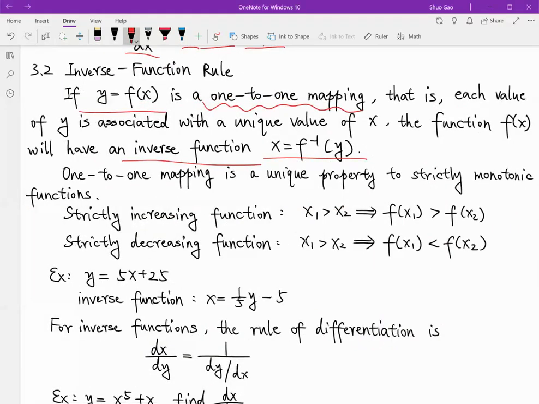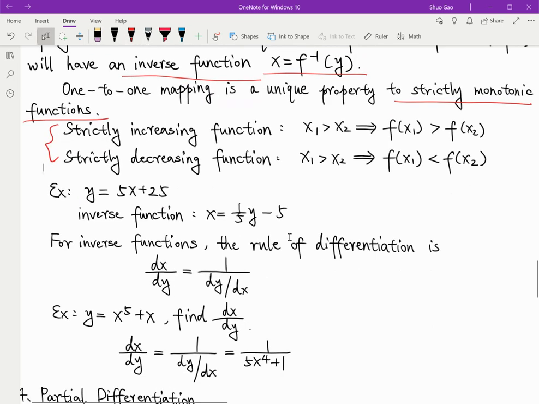This one-to-one mapping property is unique to strictly monotonic functions. So only strictly monotonic functions have an inverse function, because only strictly monotonic functions have one-to-one mapping. So what is a strictly monotonic function? It has two cases. The first one we call a strictly increasing function.